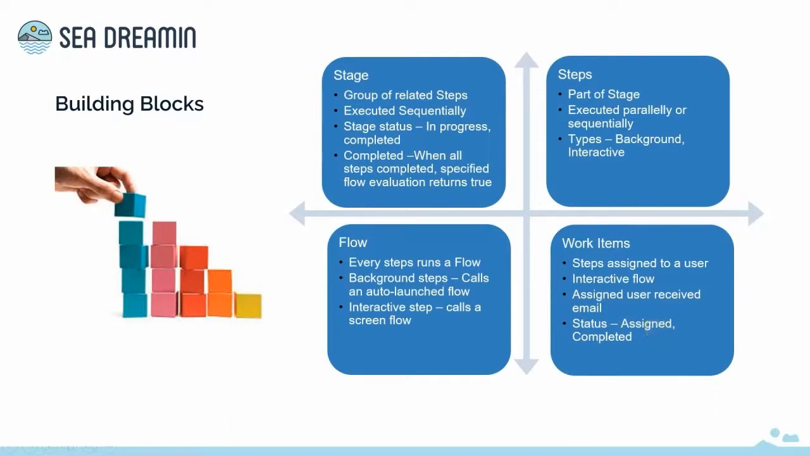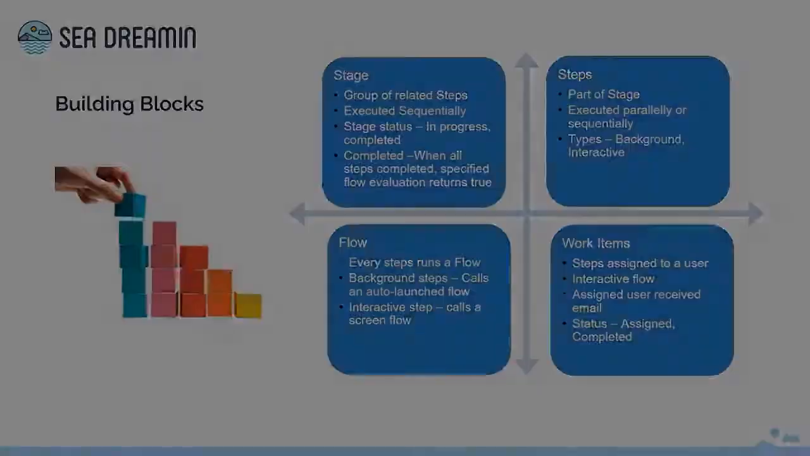The last component is a work item. It is basically a step assigned to a particular user, and it will happen only in the case of an interactive flow. The assigned user will always receive an email whenever a particular interactive flow is assigned to that user. The status of this work item can be either assigned or completed. Later, I will show you all these four components of a flow.